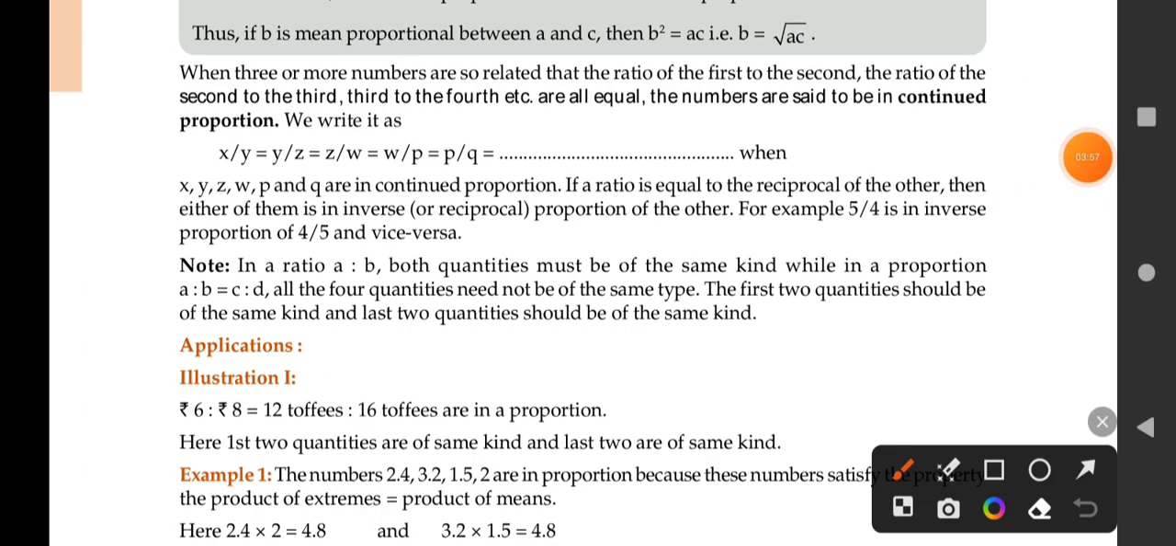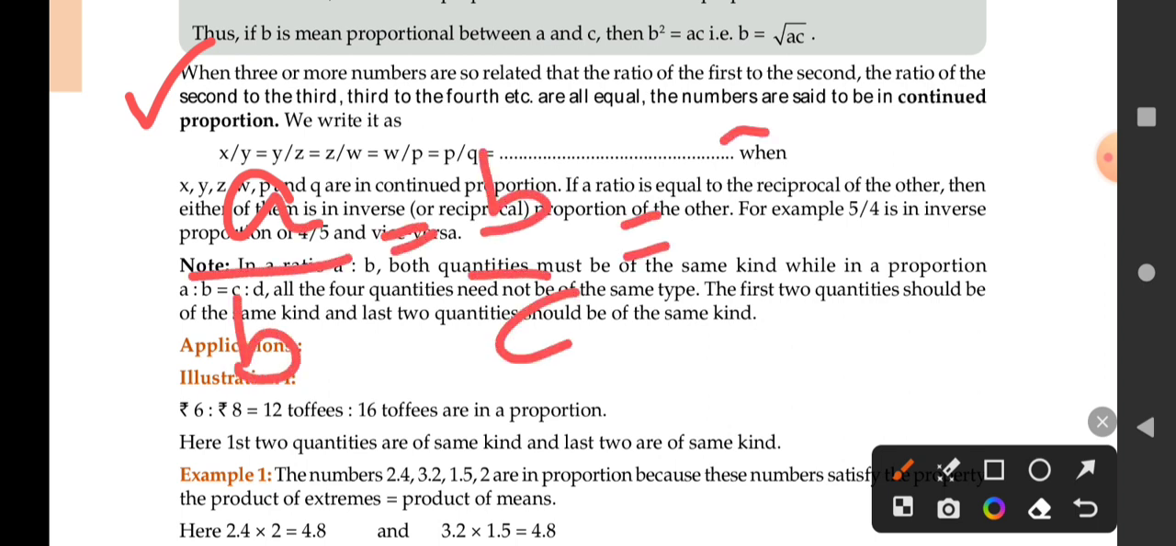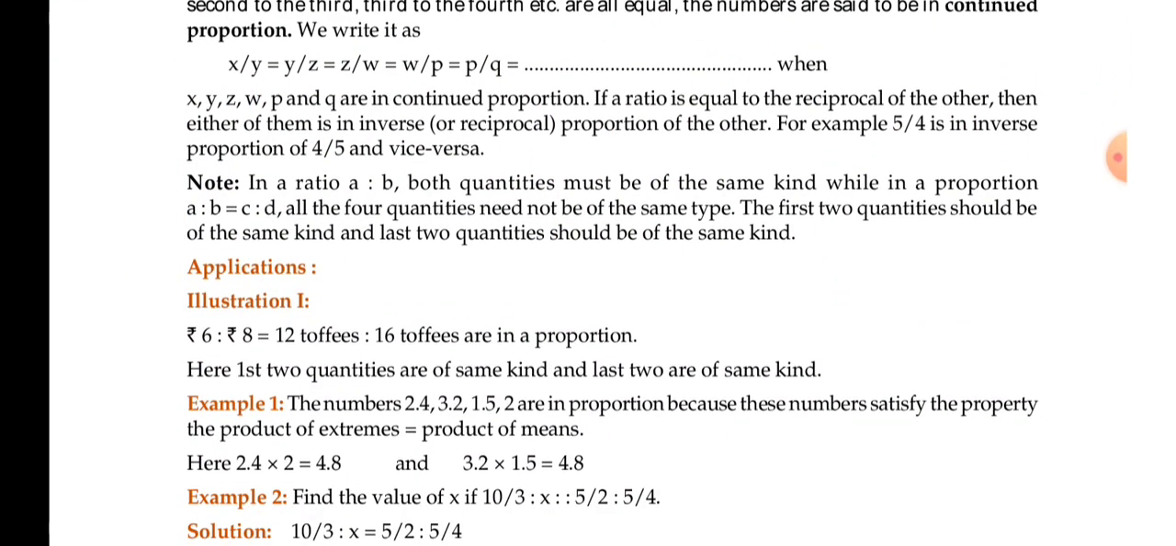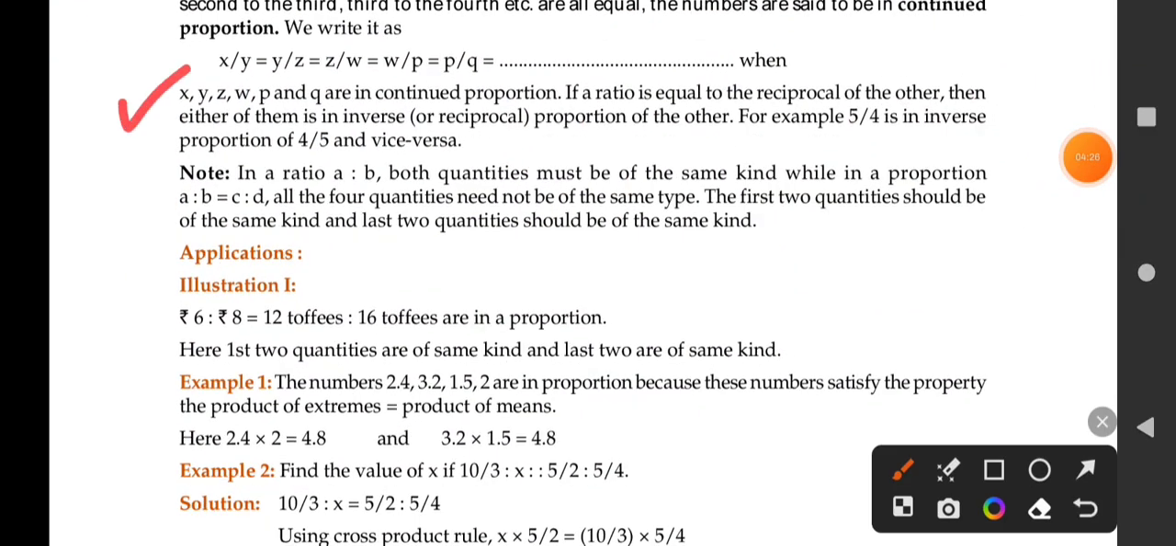Okay, when three or more numbers are so related that the ratio of the first to the second, second to third and third to fourth are equal, they are in continued proportion. So basically A by B is equal to B by C is equal to C by D and so on. These numbers, these ratios, are said to be in continued proportion. So A, B, C, D, here in this example X, Y, Z, W, P and Q, are in continued proportion.